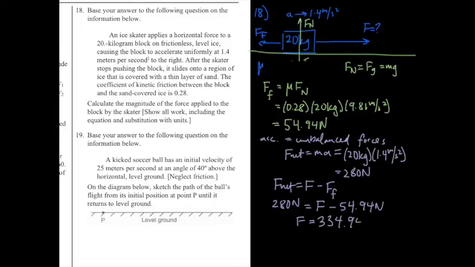So we need to find what F is now using that. If 280 is the difference between our force applied and our force of friction, we set it up this way, and you get 334.94 newtons as your applied force, and that's your answer.